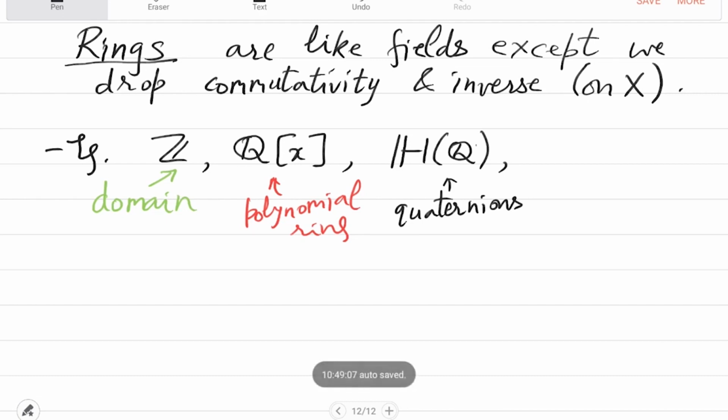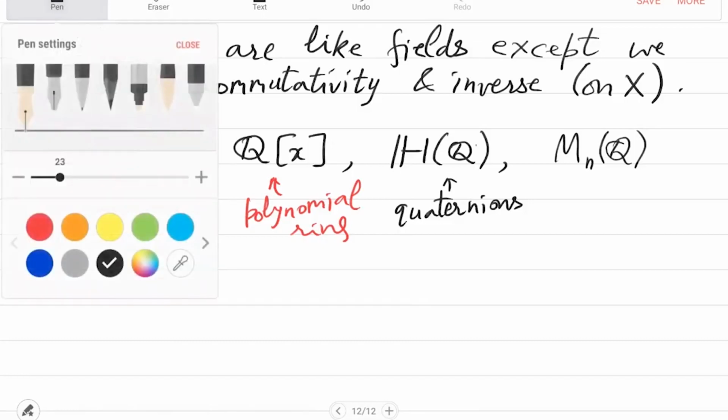So point being that it's a very bad ring. It doesn't have commutativity, and it doesn't have inverse. Okay, and you can make it worse by going to matrices. So matrices are the worst. If you look at n by n matrices over, let's say, Q, then all the properties are gone.